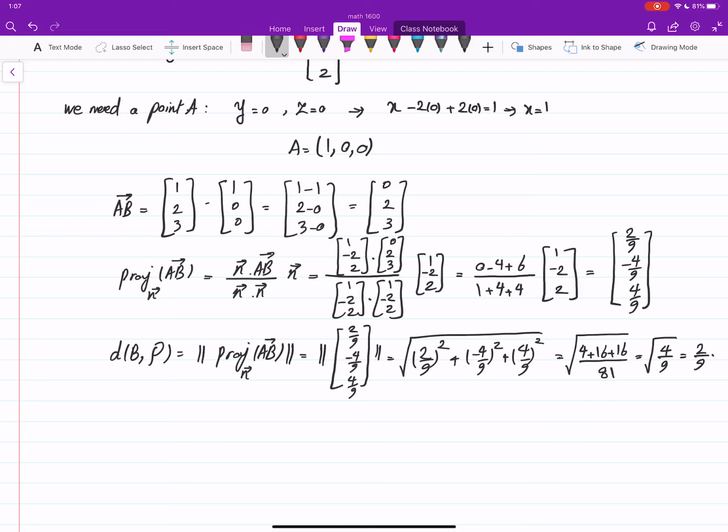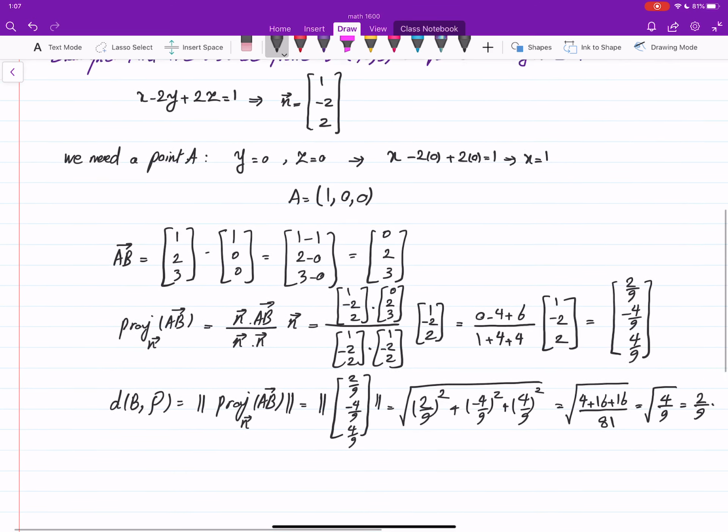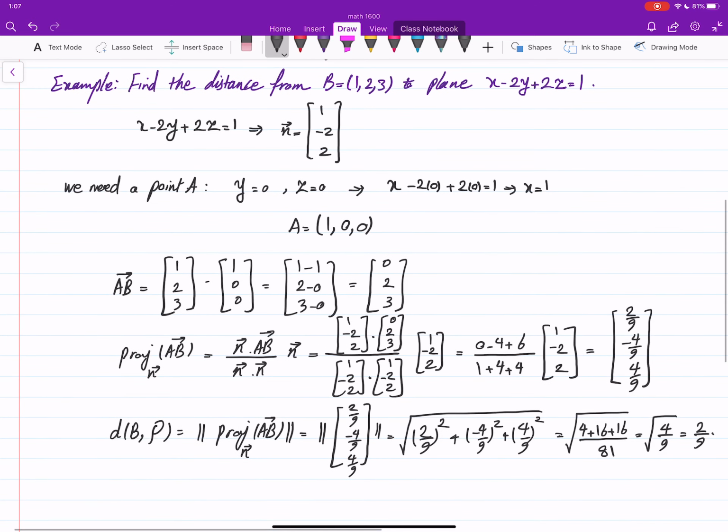So the distance of the point 1, 2, 3 from the plane x minus 2y plus 2z equals 1 is equal to 2 over, well, not 9, sorry, that is 3. 2 over 3. Very nice.